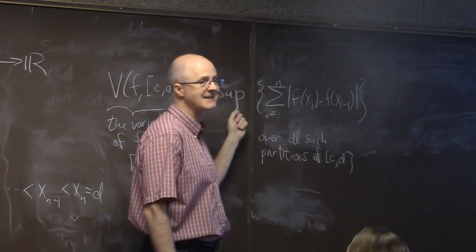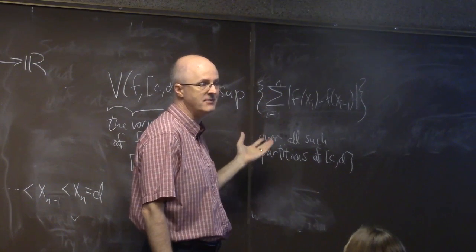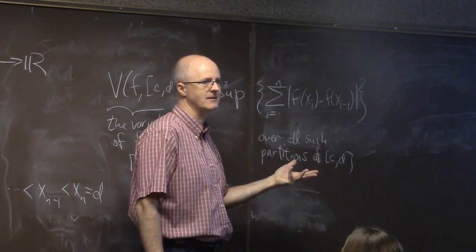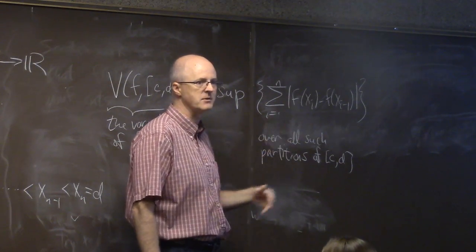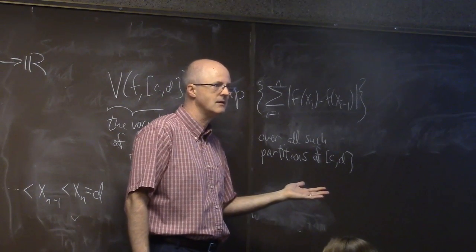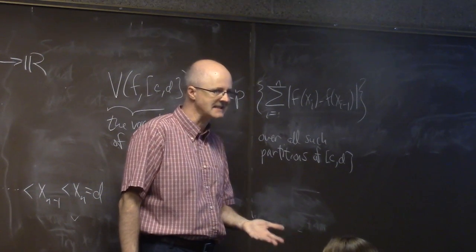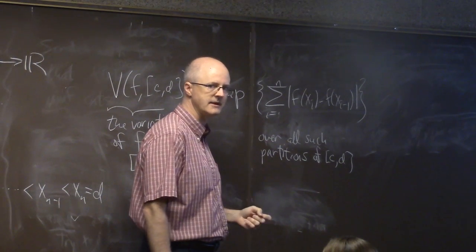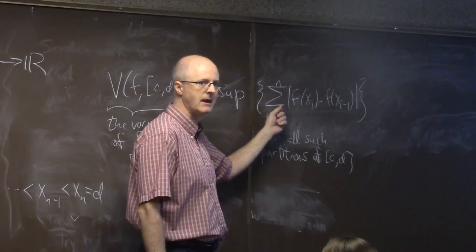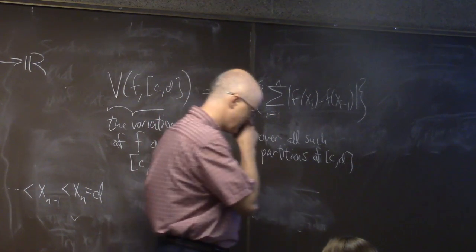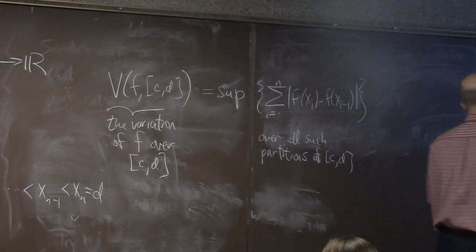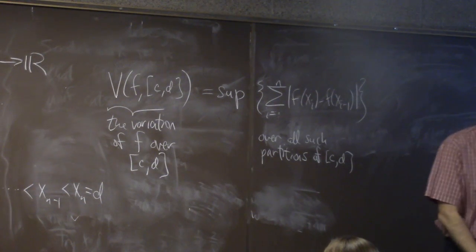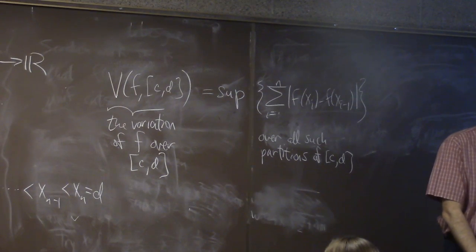Now that sup is not necessarily finite. This could be infinite. So it's a sup in the extended sense. If the collection of all such numbers is not bounded above, technically speaking, the sup doesn't exist. But we can, in an extended sense, call this infinity if this set is unbounded. That's called the variation of the function. Pretty complicated definition. It's actually a very simple concept for monotone functions, for example.